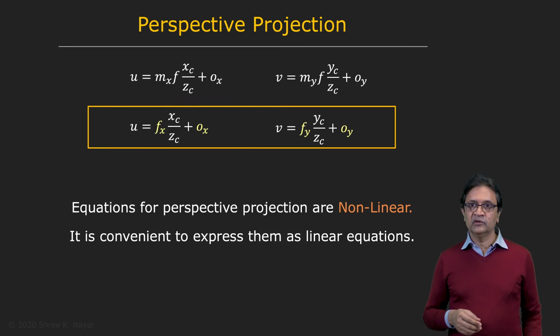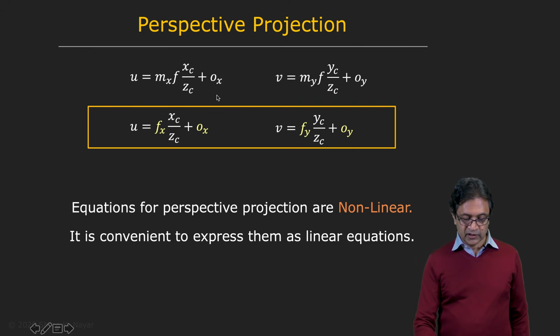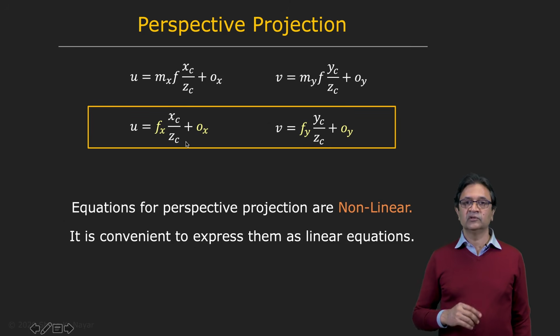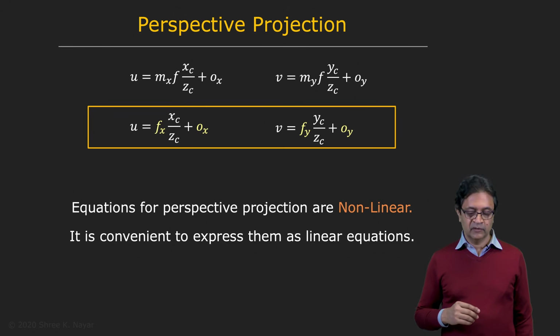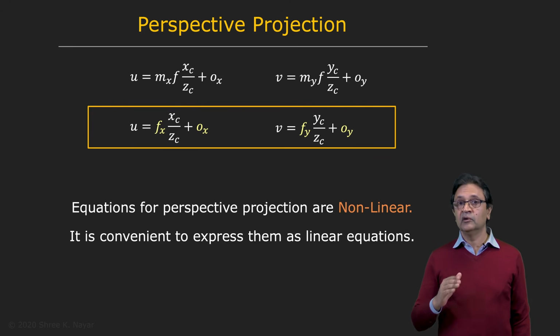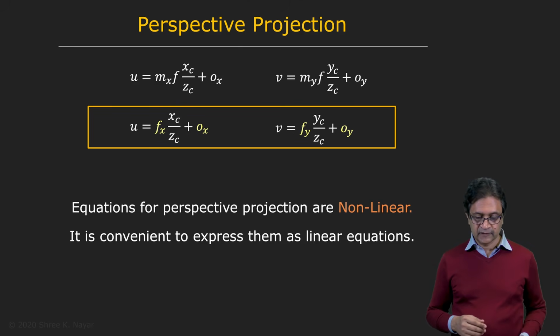So one thing to note here is that we have a model, but it's a nonlinear model. You see that ZC is in the denominator here, and we know that it's always advantageous to have a linear model that makes the estimation process easier. So how do we go from a nonlinear model to a linear model? Well, sometimes it's possible to do this using homogeneous coordinates, which we've discussed in the past.